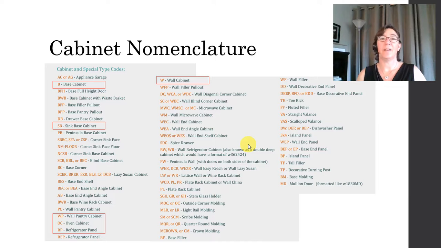The article I provided for you has a whole list of some of the more common abbreviations for cabinet types. Please take a look through these. I'm not going to sit here and read them to you, but realize that you have to double check these things every time you are working with a new cabinet manufacturer or a different line of cabinets because they do change.